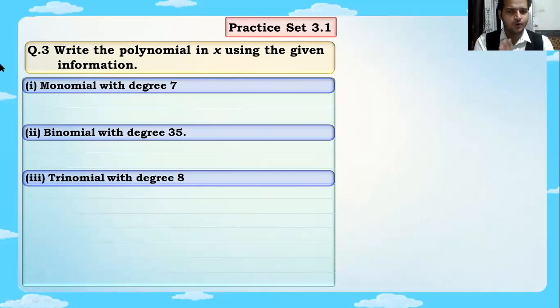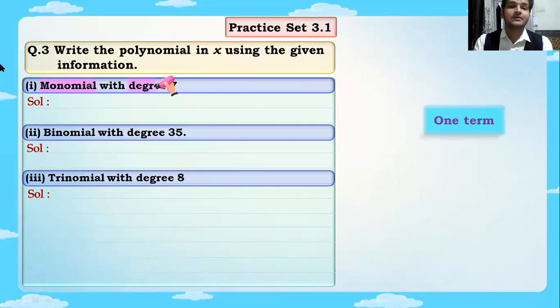First of all, what is a monomial? One term is a monomial. So we have to write only one term, in which the degree should be 7. Degree means highest power of the variable. So we will write one single term but with the power 7. You can write x raised to 7. You can even write 9x raised to 7. You can even write minus 5x raised to 7 and so on. As per your wish, but the variable should be x as per the question.